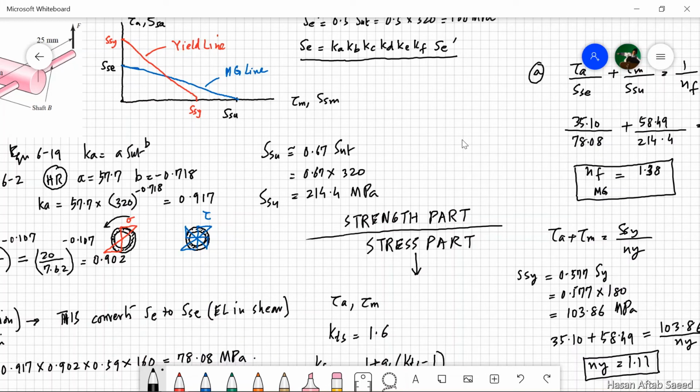Even the values 35.1 and 58.49 also give a clue to that, because SSU is 214. So 58.49 will plot somewhere around here, and 35.10 will plot somewhere around here.